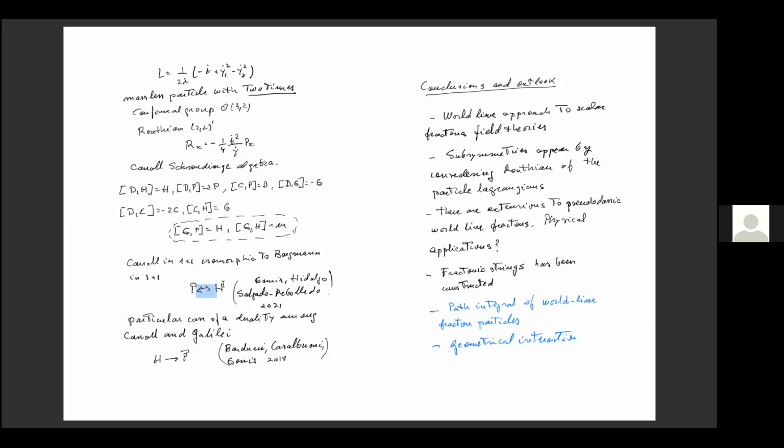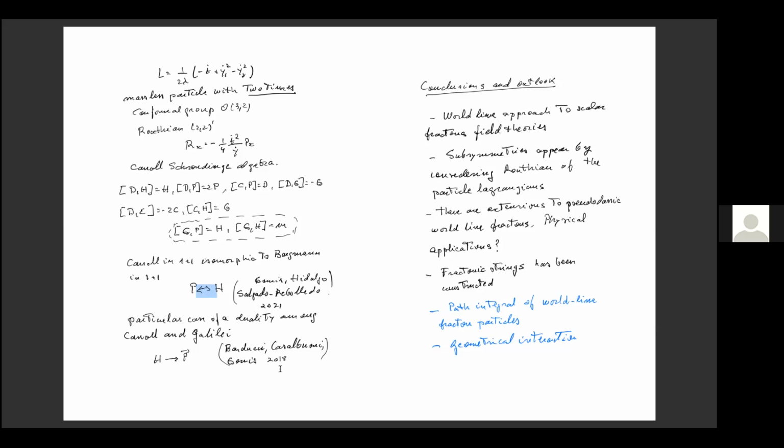But that was a particular case of a more general thing that we found with Andrea Barducci, Roberto Casalbuoni, and myself in 2018. This time we don't have an isomorphism, but the idea is that if you change H by t by x vector, you pass at the level of the generators from H going to the translation, you pass from Carroll to Galilei.